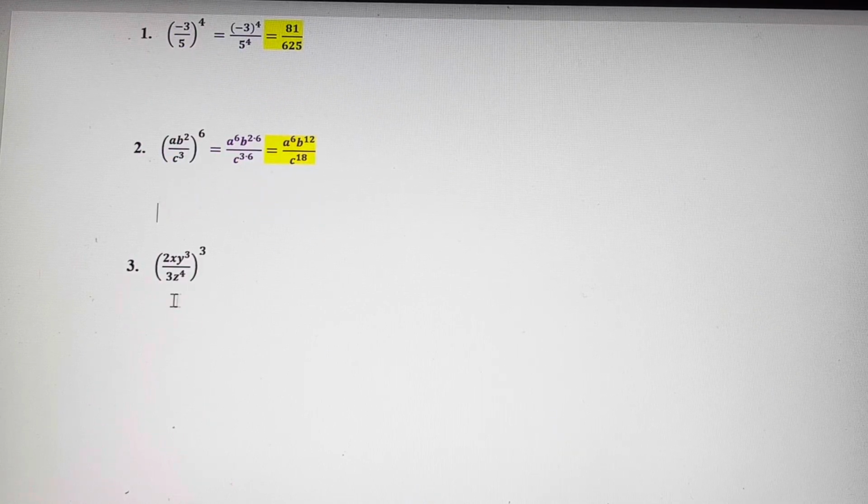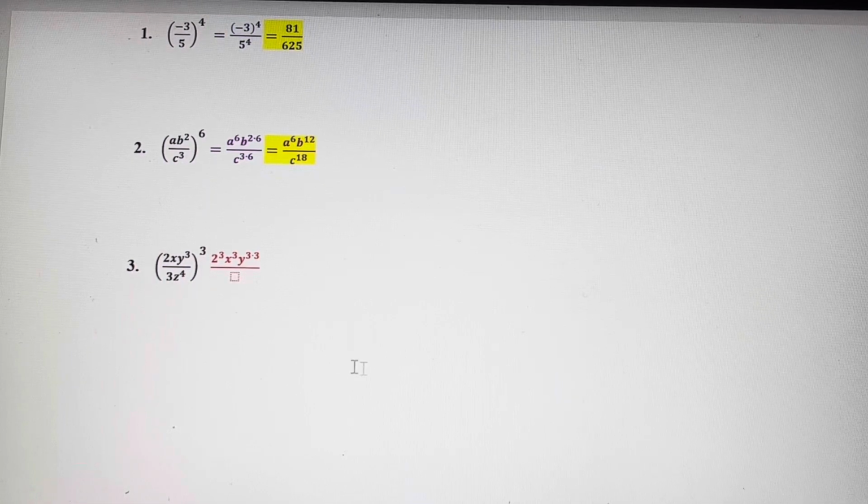Okay. Number 3, more stuff to deal with. I want to raise everything to the third power here. That includes the 2, okay, and it includes the 3. Sometimes students will forget that. All right, so my numerator is going to be 2 to the third power, x to the third power, and then y cubed to the third power. So notice there that I'm multiplying those two exponents for the y.